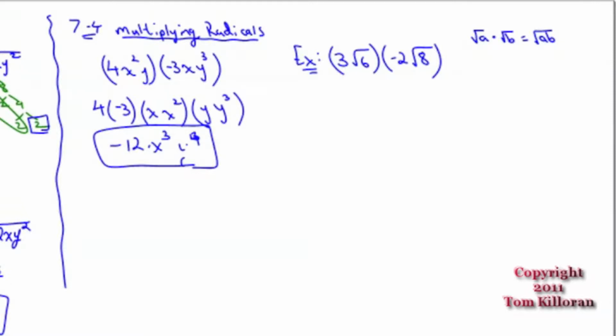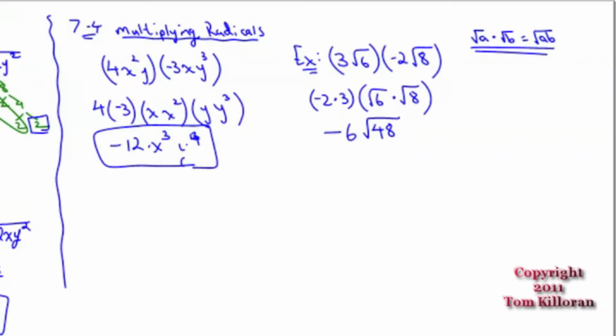So when we do the same kind of process, we're going to group the negative 2 times 3, and we're going to group the square root of 6 times the square root of 8. Again, this is the mental step. This is the one that usually gets done in your head, but I'm just writing it down to show you all the little pieces. Negative 2 times 3, of course, is negative 6. And then using this property up here, the square root of 6 times the square root of 8 is the square root of 48. So we get negative 6 times the square root of 48.